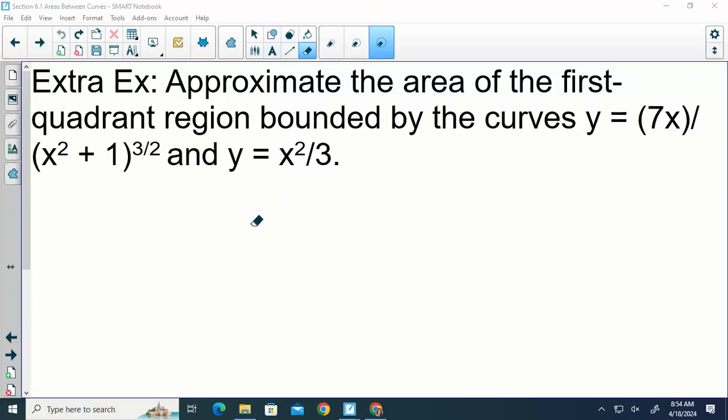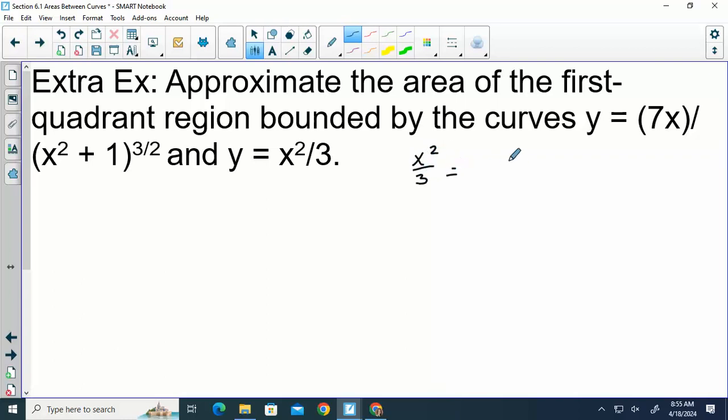We want to approximate the area of the first quadrant region bounded by the curves y equals 7x over (x squared plus 1) to the 3 halves, and y equals x squared over 3. So first quadrant, so we know we're only talking about positive x's and y's. But here's the problem. We need to find out where these things meet.